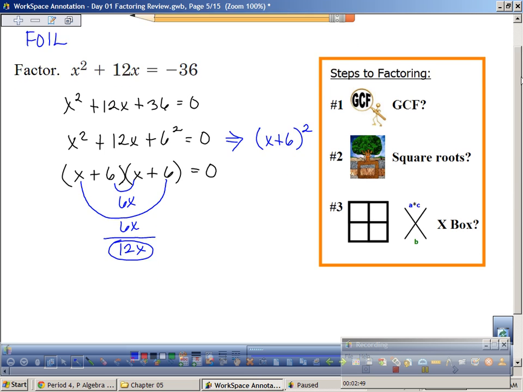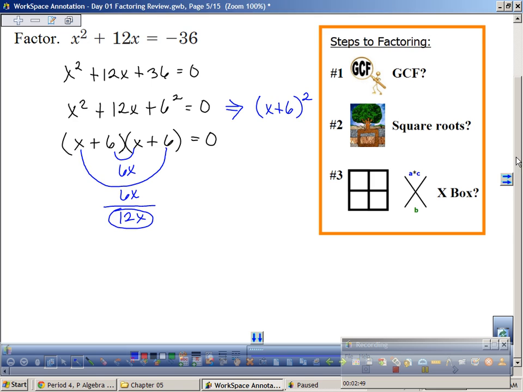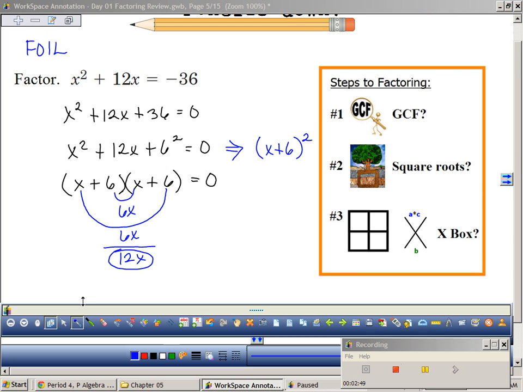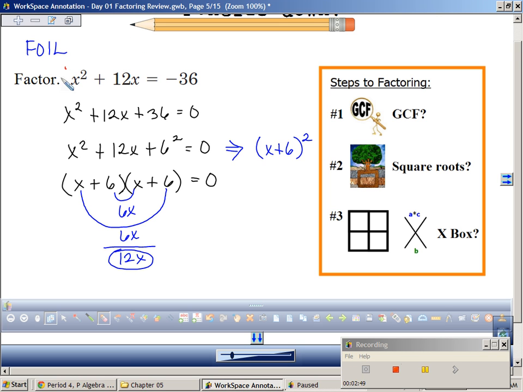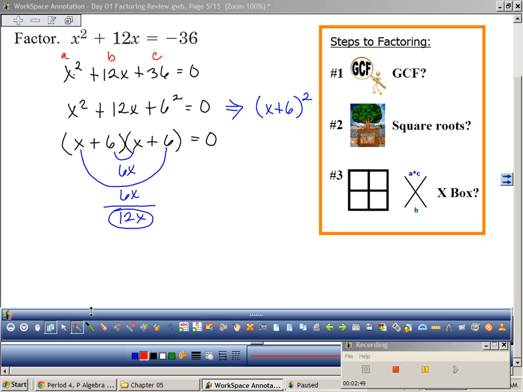Okay, does anybody remember the Xbox method on how to do this? For the Xbox method, I'm going to change it to red. Here's my A, here's my B, and here's my C. Raise your hand if you've never seen the Xbox method. Everybody's seen it? Only one hasn't seen it? Okay.